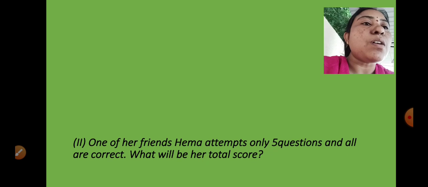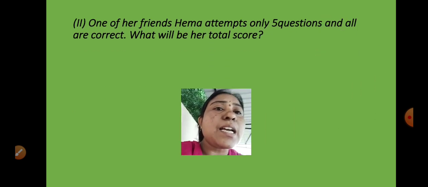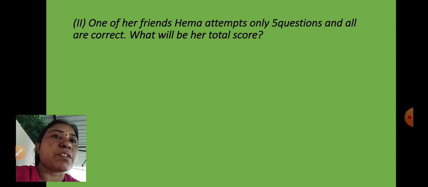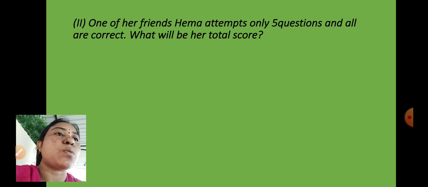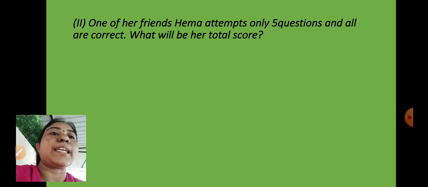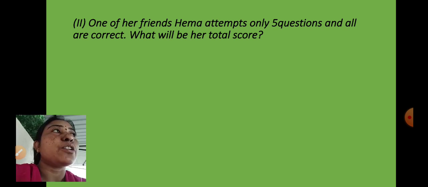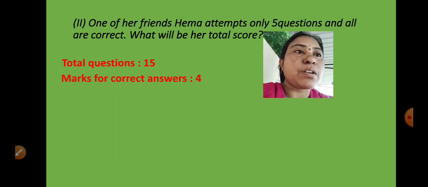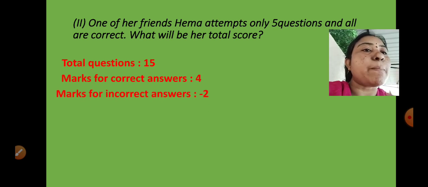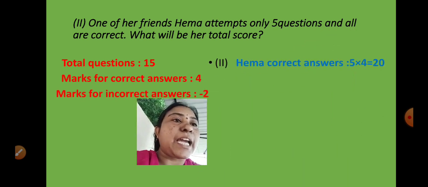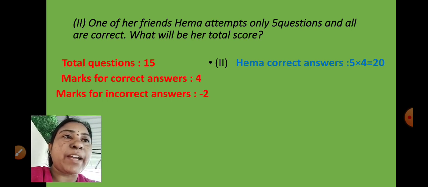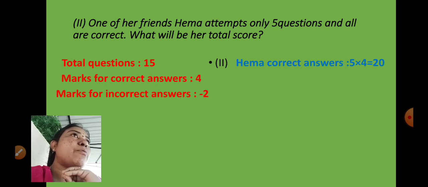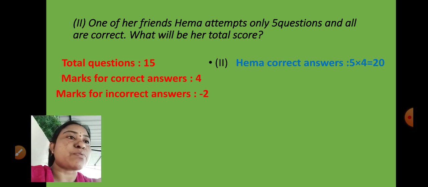Okay children. Now coming to the next one. Here the next question is: one of her friends, Hema, attempts only 5 questions and all are correct. What will be her total score? Total questions are 15. Marks for correct answers 4. Marks for incorrect answers minus 2. But here Hema wrote only 5 questions, and 5 questions are correct. Means she got 4 marks for every question. Total 5 questions, 5 4s are 20.